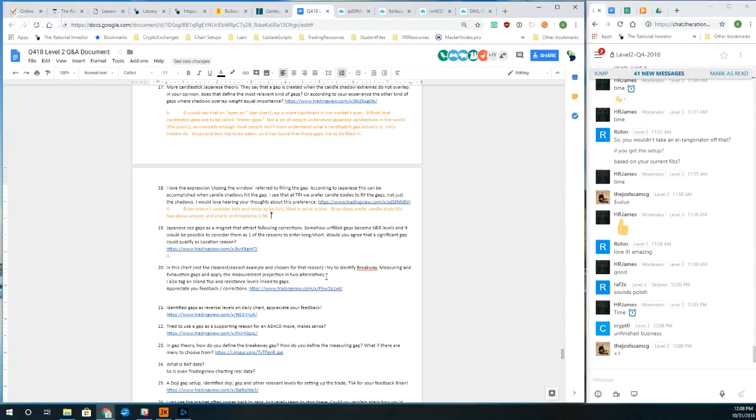Japanese see gaps as a magnet that attract following corrections. Sure, sounds good. Somehow, unfilled gaps become support and resistance levels, and it would be possible to consider them as one of the reasons to enter long or short. Well, just make sure that you're using the setup in context. Would you agree that a significant gap could qualify as a location reason? Sure, absolutely. But do we ever take a trade off of just one reason alone? And the answer is no.